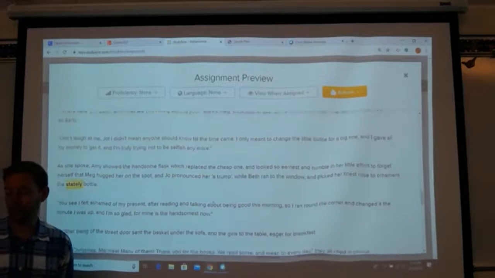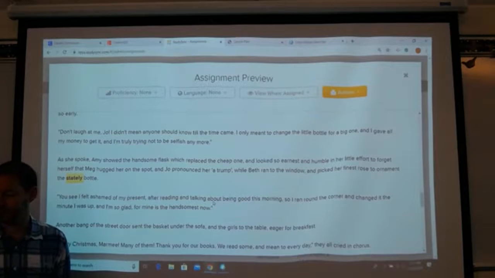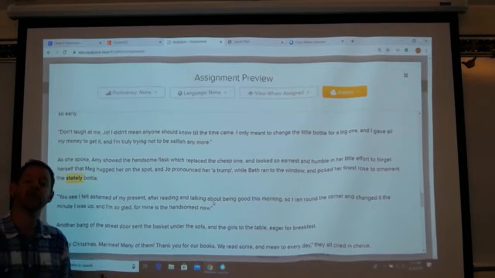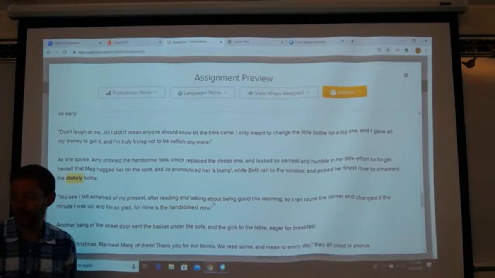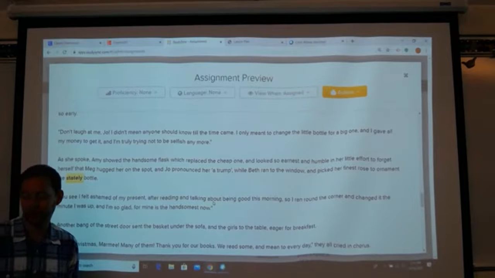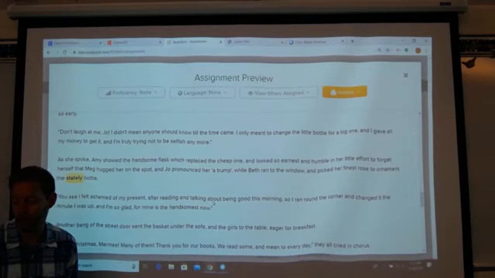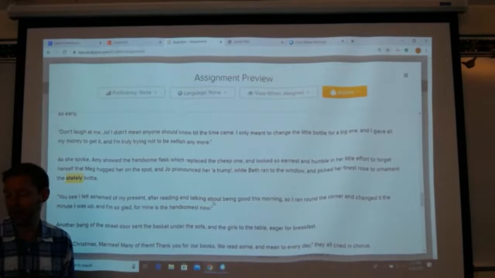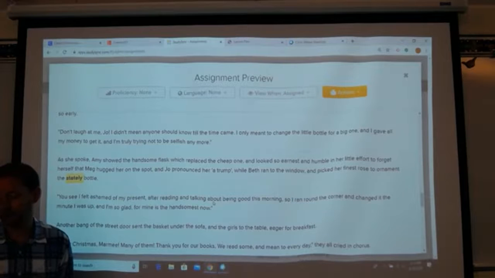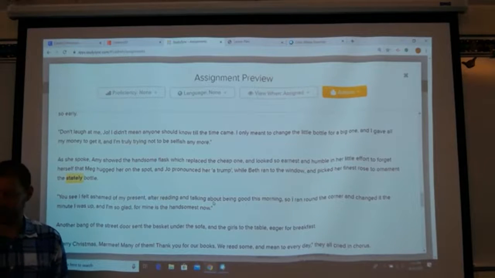Excellent. All right, so going down just a little bit, we have stately. So here we have, as she spoke, Amy showed the handsome flask, which replaced the cheap one. So we have a nice flask, something you put a drink in. That looked better than the cheap one, and looked so earnest and humble in her little effort to forget herself that Meg hugged her on the spot, and Joe pronounced her a trump, while Beth ran to the window and picked her finest rose to ornate the stately bottle. So she was going to put a rose on this nice bottle, this handsome flask. So if it looked really nice, it looked stately, what might stately mean?